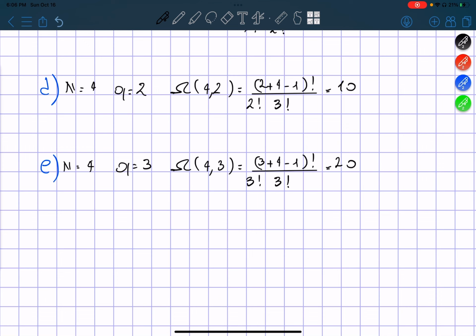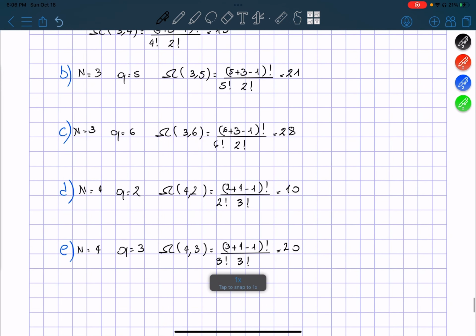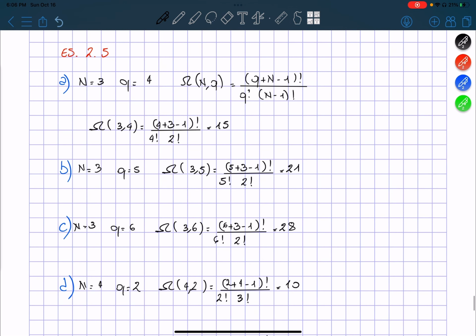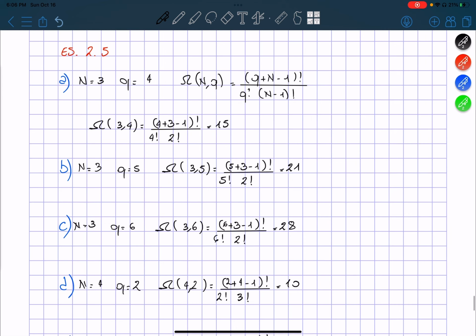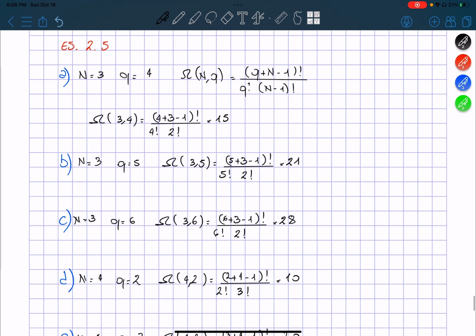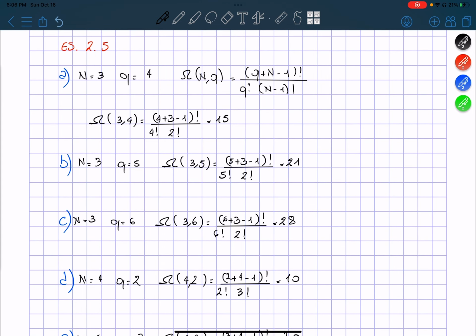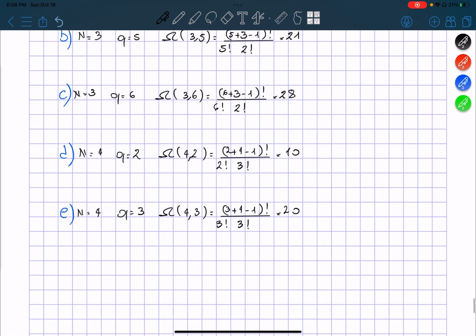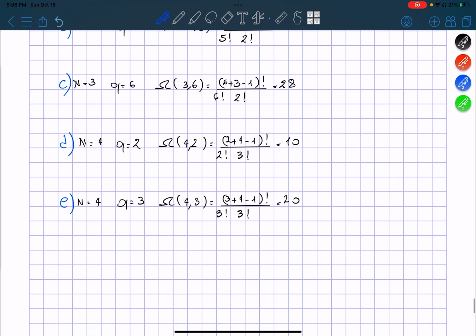Let's check our solutions for the moment, and this should be correct. This is exercise 2.5. So we have 15 for the first one, 21 for the second, 20 for the third, 10 for the fourth, and 20 for the fifth. Now we're going to get into the ones that are a little more complicated.